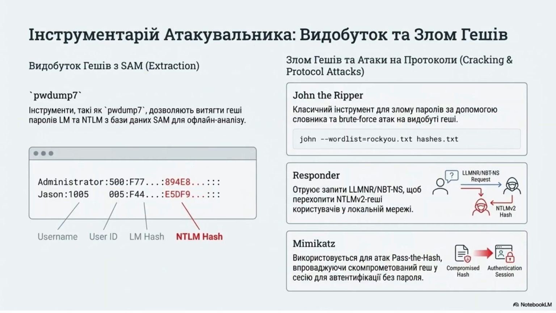The attacker's toolkit for hash extraction and cracking includes tools like "PWDump7" for SAM hash extraction, and "John the Ripper" for brute force cracking. Other tools like Responder and Mimikatz target protocol attacks and pass the hash exploitation.